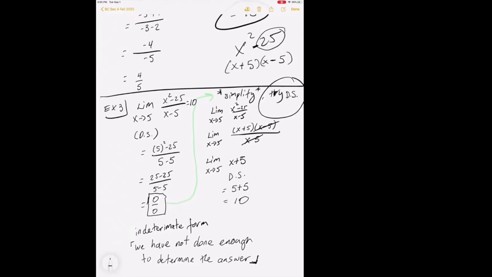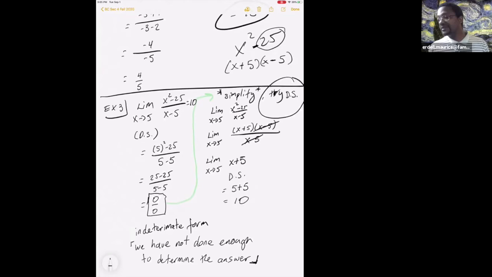The key thing about indeterminate form is it is exactly what it says. The answer can still be does not exist. The answer can be 10. The answer can be negative 15. The answer can be a fraction. The answer can be anything. You just have not done enough to get to that answer.